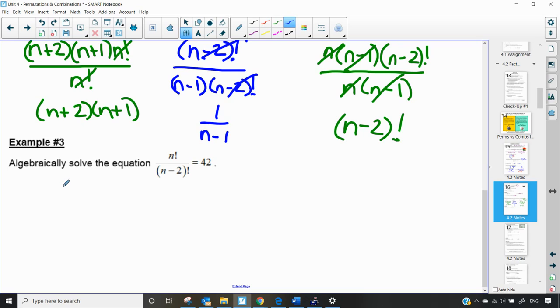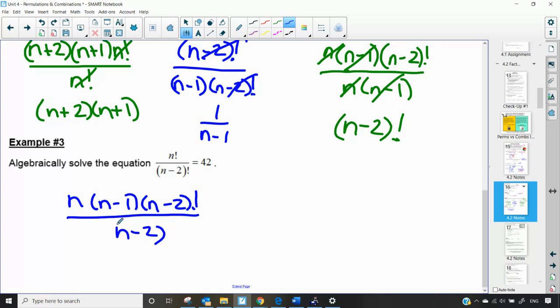So we're going to start by breaking this down. Again, we look for the bigger number. N is the same as n plus 0. N plus 0 is going to be bigger than n minus 2. So we're going to break down the numerator. So I'm going to have n times n minus 1 times n minus 2 factorial all over n minus 2 factorial. And that's all equal to 42. So that's my first step.